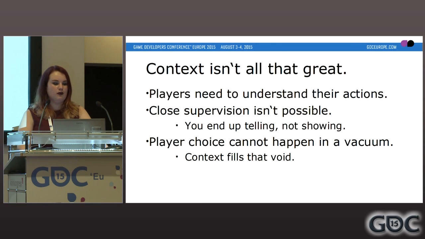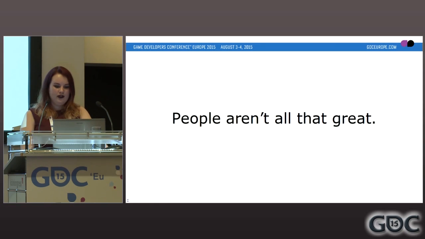And if we do supervise our players too closely, I've had that happen to me with Human Parade. We tell them what to do. We don't show them what to do. And that's pretty much the biggest sin you can commit in any story. And player choice cannot happen in a vacuum. There's always some context to fill that void if we want our story or our interaction in the game to make any sense.